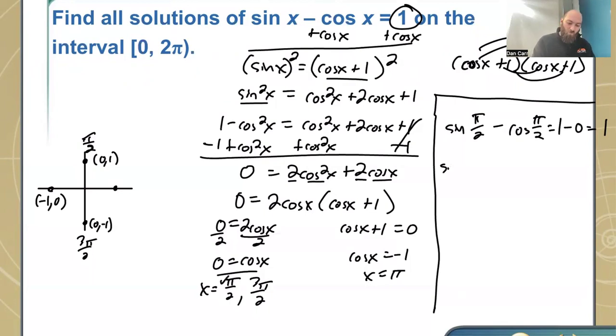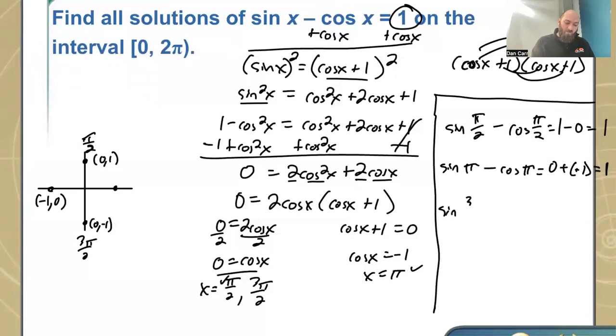So then I do the same thing with pi. Sine of pi minus the cosine of pi. Okay, sine of pi is going to come out to 0. Cosine of pi is -1, but when I do 0 minus a -1, that turns into a +1 now. Okay, so that one checks out as well.